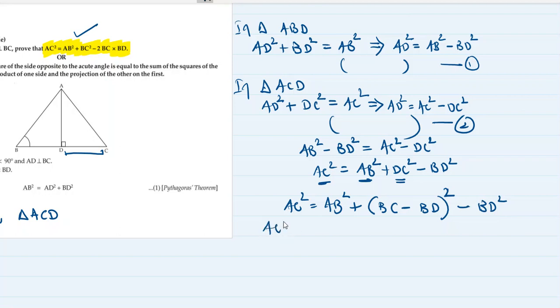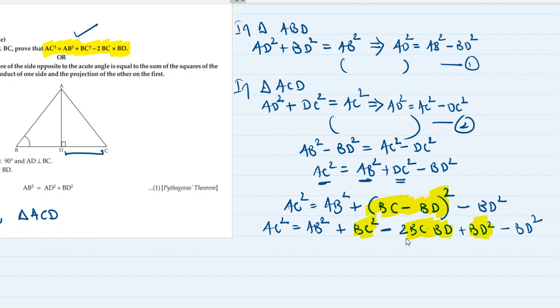Okay, so this will become AC square is equal to AB square plus BC square minus 2BC into BD plus BD square minus BD square. You know what I did? I expanded the whole bracket BC minus BD the whole square. It became BC square minus 2BC BD plus BD square. Did you see that? And this minus BD square I wrote here as it is.